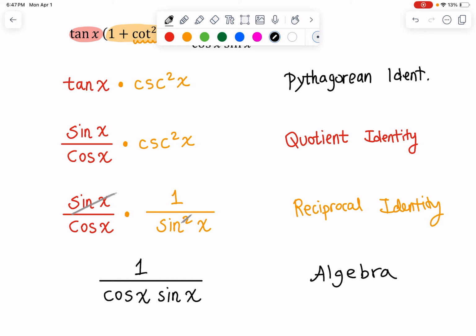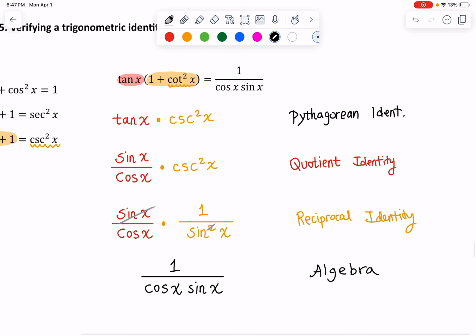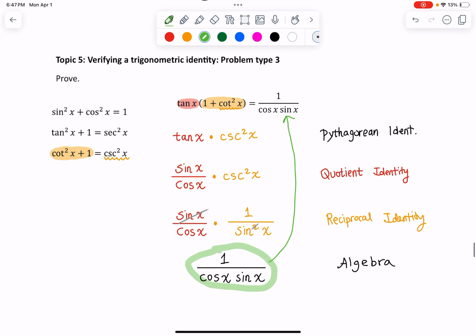But now, this is where I kind of stopped. Now, did we get where we wanted to go? Let me zoom out and see. Now, is this final line the same as what they wanted? Yes, it was. So that's how we can prove this trig identity. And this was topic 5, problem type 3.